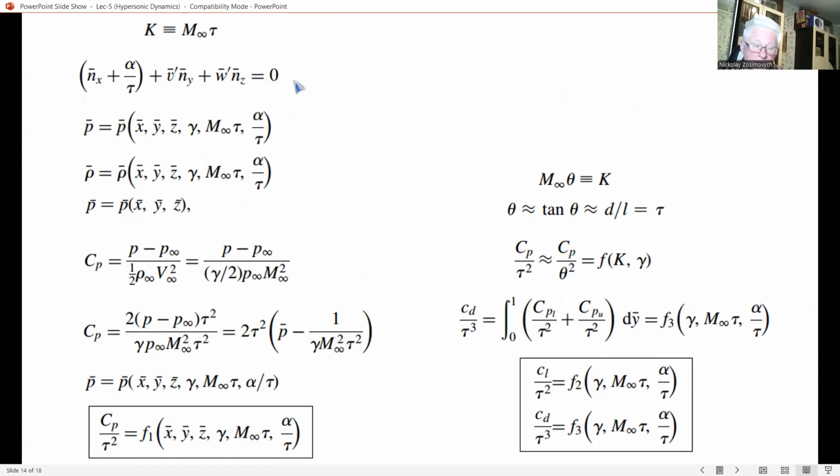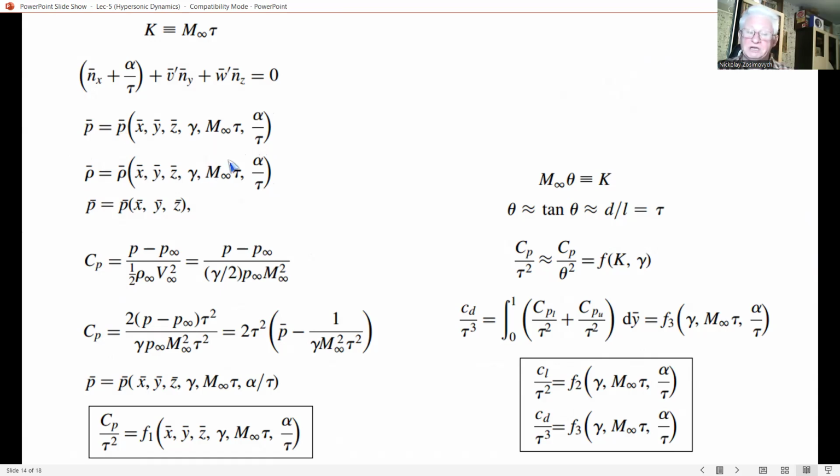The derivation of this equation, as well as the analysis of the complete system of equations for the case of a small alpha, is left as an exercise. So, in summary, including the effect of angle of attack, the solution of the governing equations along with the boundary conditions takes the functional form of p bar depending on x bar, y bar, z bar, gamma, M infinity tau, and alpha over tau. And the same expression holds for rho bar.